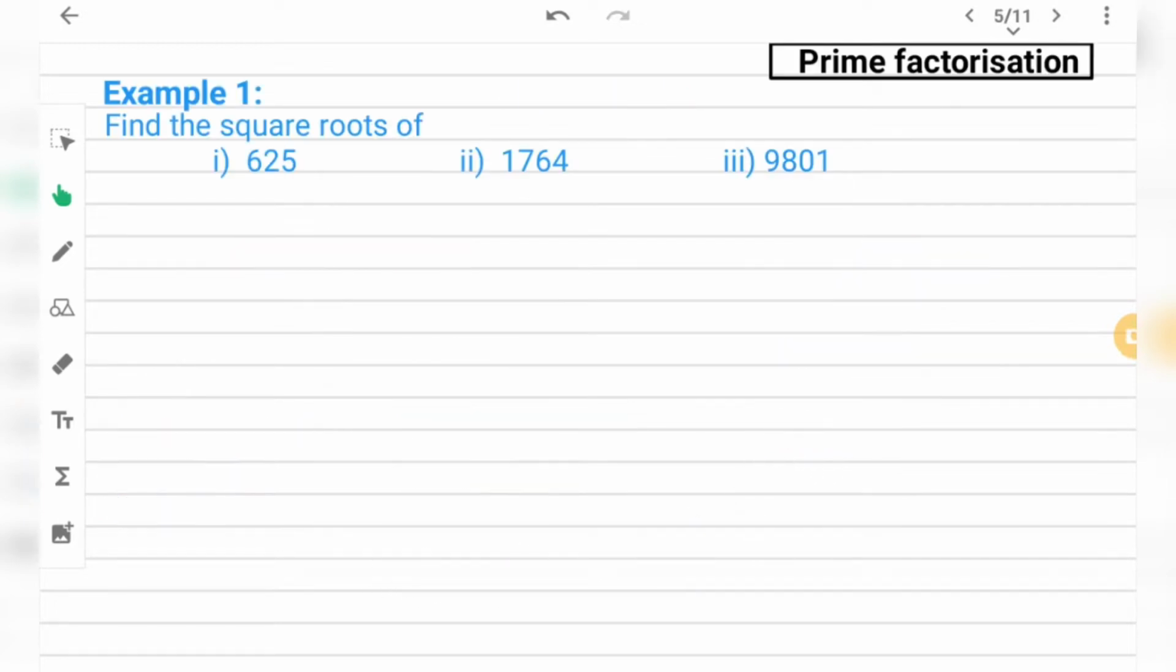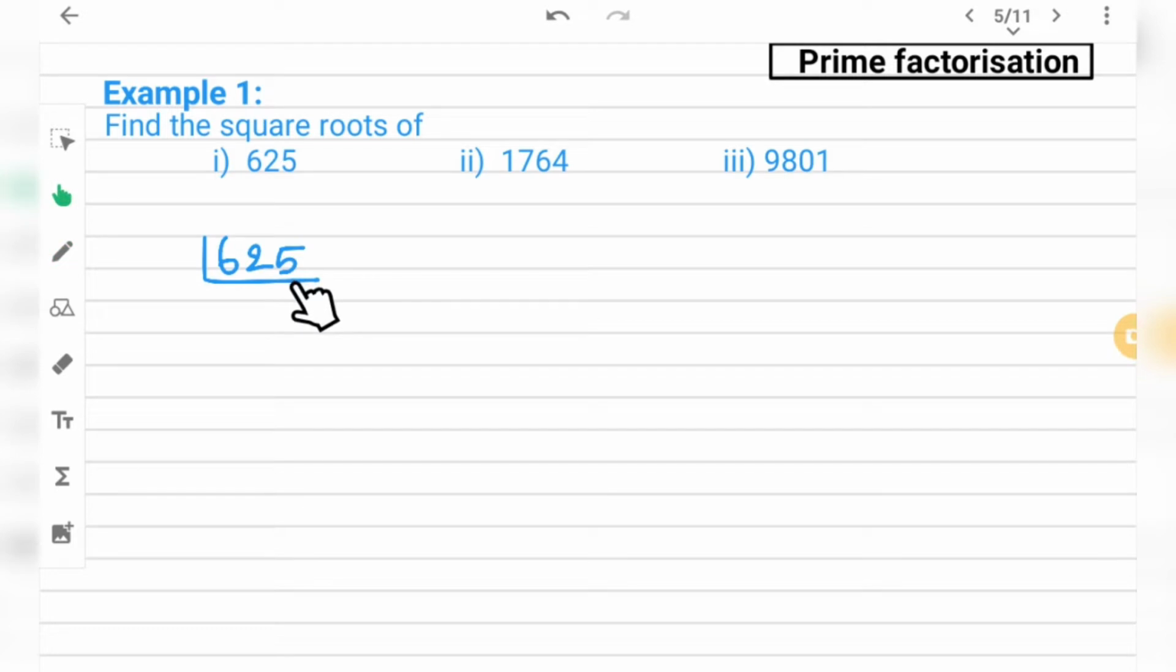Now, example 1. Find the square root of 625. And 625 is a perfect square number. Now I am going to use a prime factorization to find the square root of 625. For prime factorization, we are going to use a prime number. Here the ones place is 5.